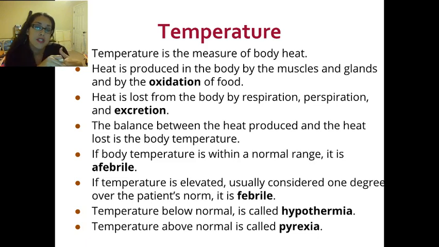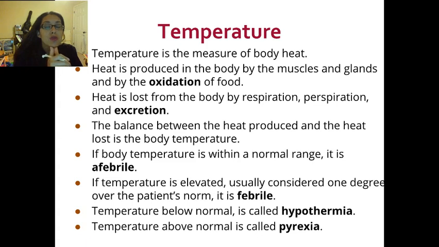So if the temperature is elevated, it's usually considered 1 degree over the patient's norm. It is febrile. So here we go. We go into a little bit more classification. Temperature below normal is called hypothermia.